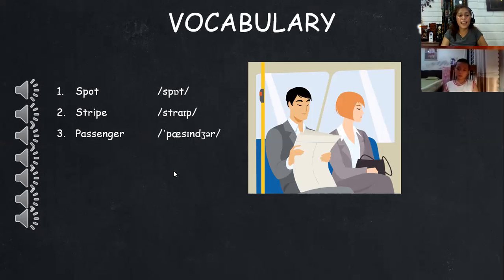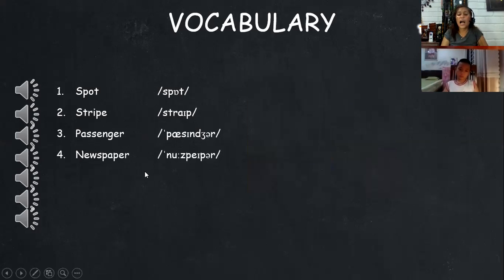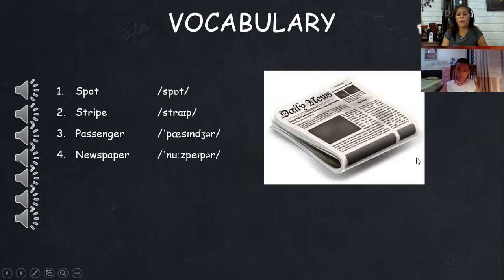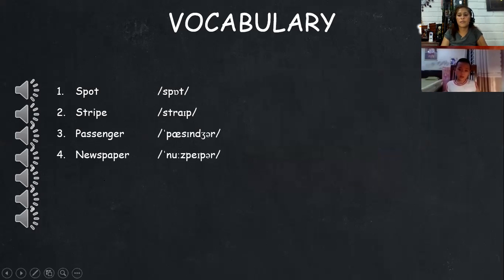Next one. How do you read this? Newspaper. Again? Newspaper. Okay, again, Keo? Newspaper. Can you see that newspaper? Oh, that's a newspaper. Okay, I know already. Next one.